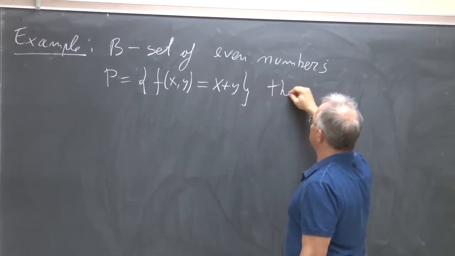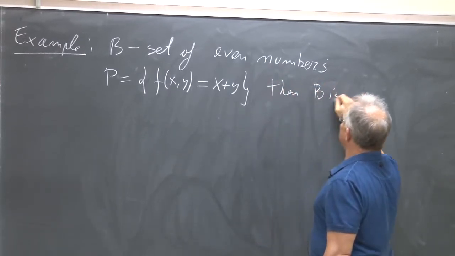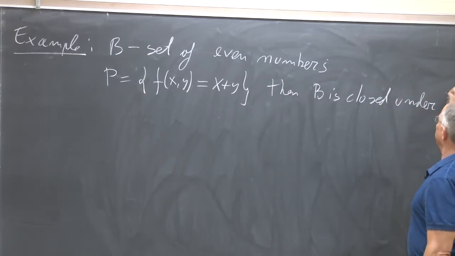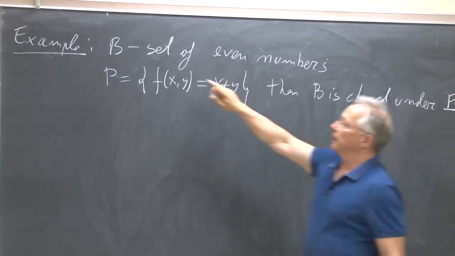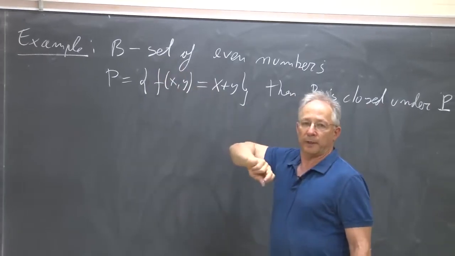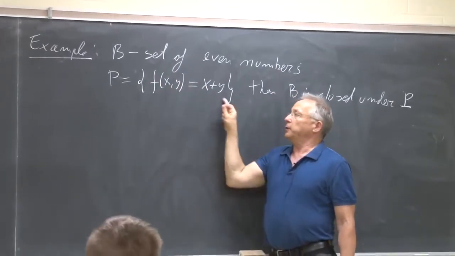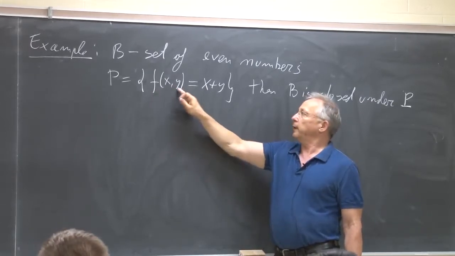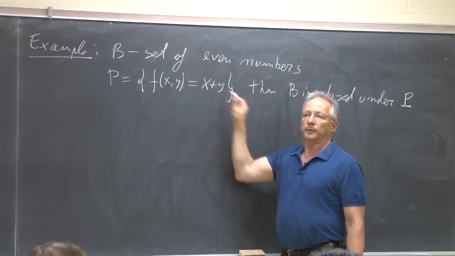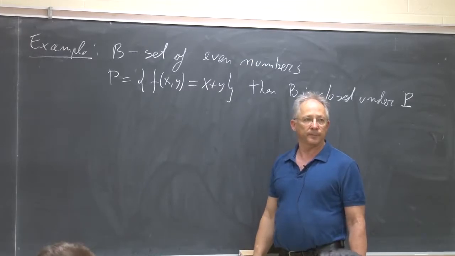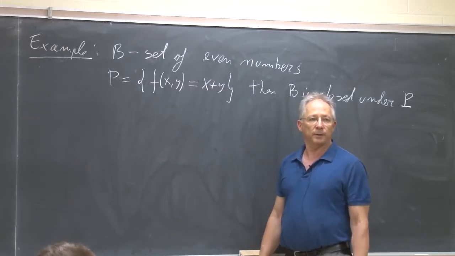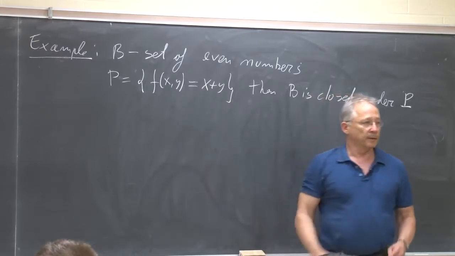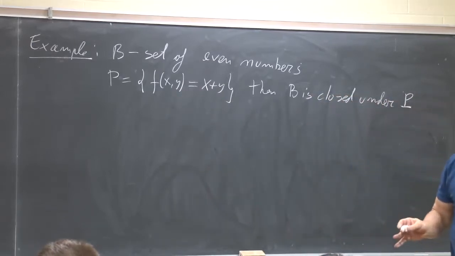Then B is closed under P. For every x and y which are even numbers, and every operation in P, which the only one that I have is plus, if I take two even numbers and add them, I'll end up with a number which is also even. Right? And the set of odd numbers is not closed under the same operations. Okay, so this is where we were last time.